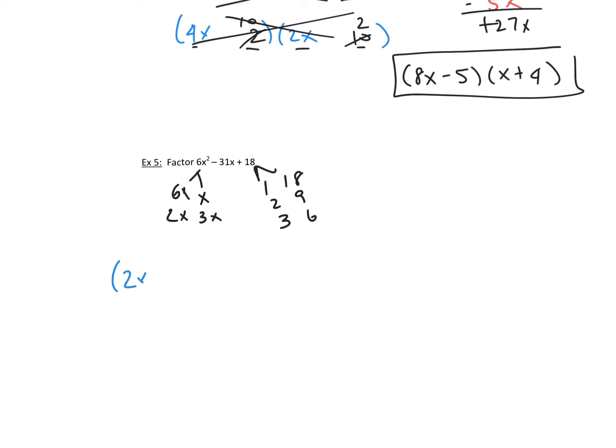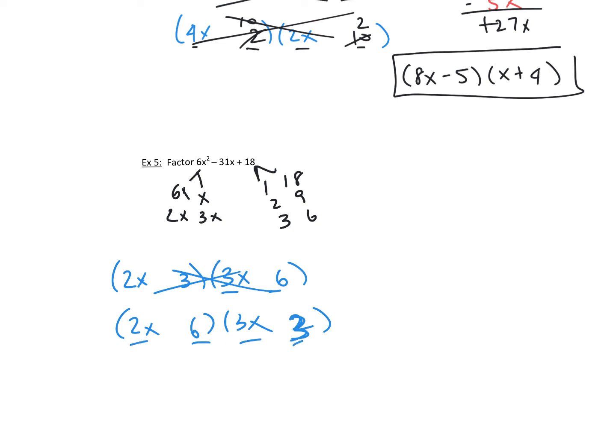I'm going to start with 2x and 3x, and I'm going to go through starting with 3 and 6. 3 here and 6 here can't work because I would have a GCF. Out. With 2x and 3x, if I switch them, the same thing happens. This is a 3. I would have a GCF here and a GCF here. So 3 and 6 are out with the 2 and the 3.